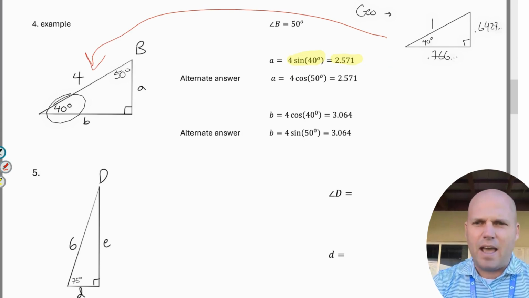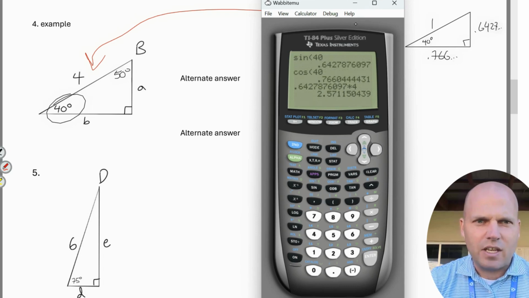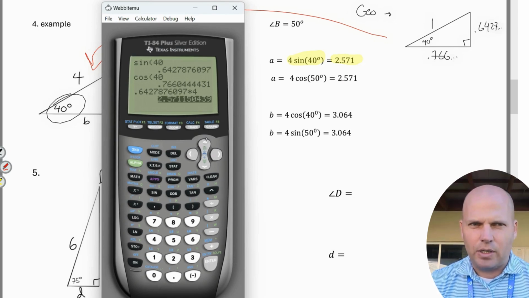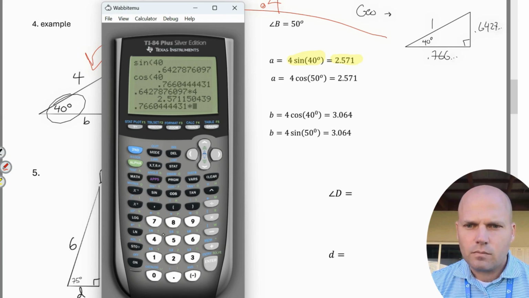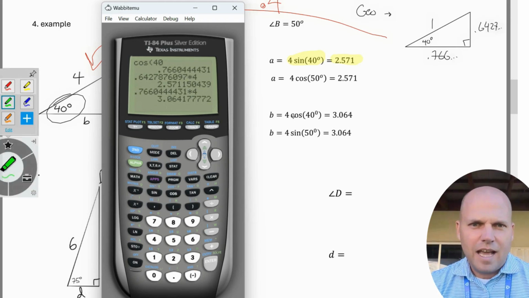I would multiply everything by 4. So you could take this number and multiply it by 4, and you get 2.571. You can take this number and multiply it by 4. So this is the scaling of 4. Take this number and multiply it by 4, and you get 3.064, which is this number right here.